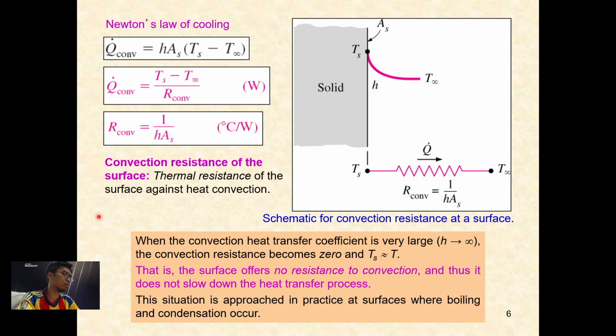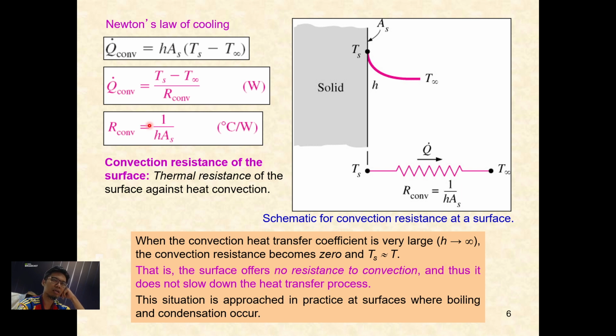When the convection heat transfer coefficient is very large, where h is almost infinity, the convection resistance becomes 0, where Ts equals T infinity. There is no resistance to convection at the surface, thus it does not slow down the heat transfer process. This situation is approached in practice at surfaces where boiling and condensation occur. We're done with the convection thermal resistance concept.